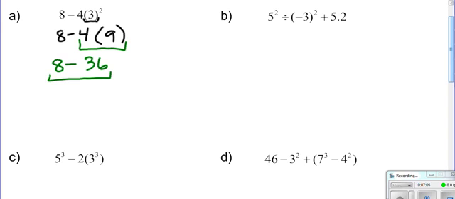Lastly, we're going to subtract. We have 8. So you have 8 and you owe me 36. You are going to be left owing me a lot of money, and you still owe me 28. Keeping in mind our adding and subtracting integers.